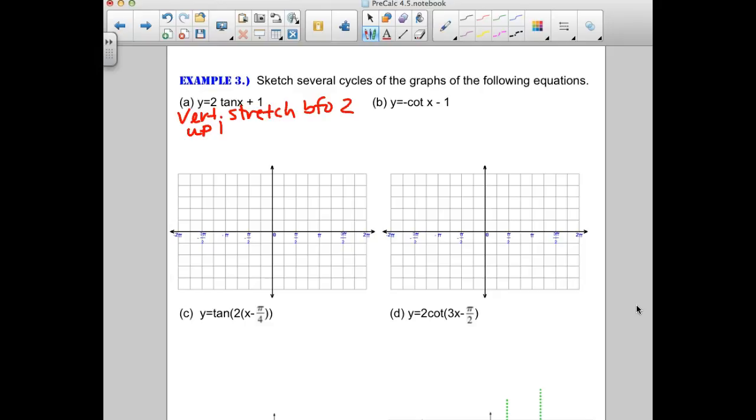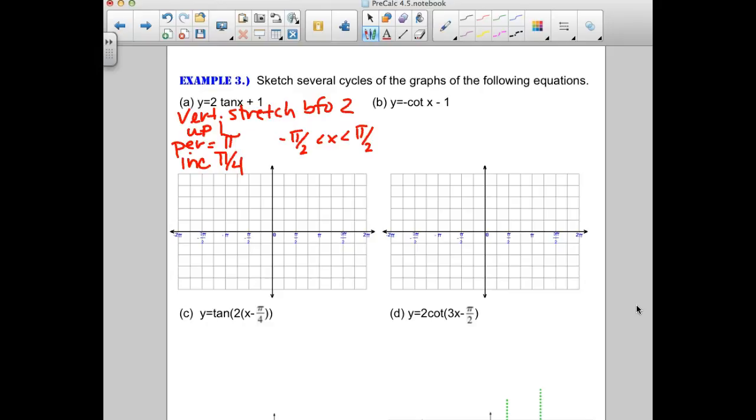We have not changed the period. We have not done any kind of phase shift. So what is normal period here? Normal period is pi, which means increments are in pi over 4s. Okay. Where do we normally start and end? Like, where would our asymptotes be for a tangent? This is the split one, right? Half on each side. So negative pi over 2 up to positive pi over 2.